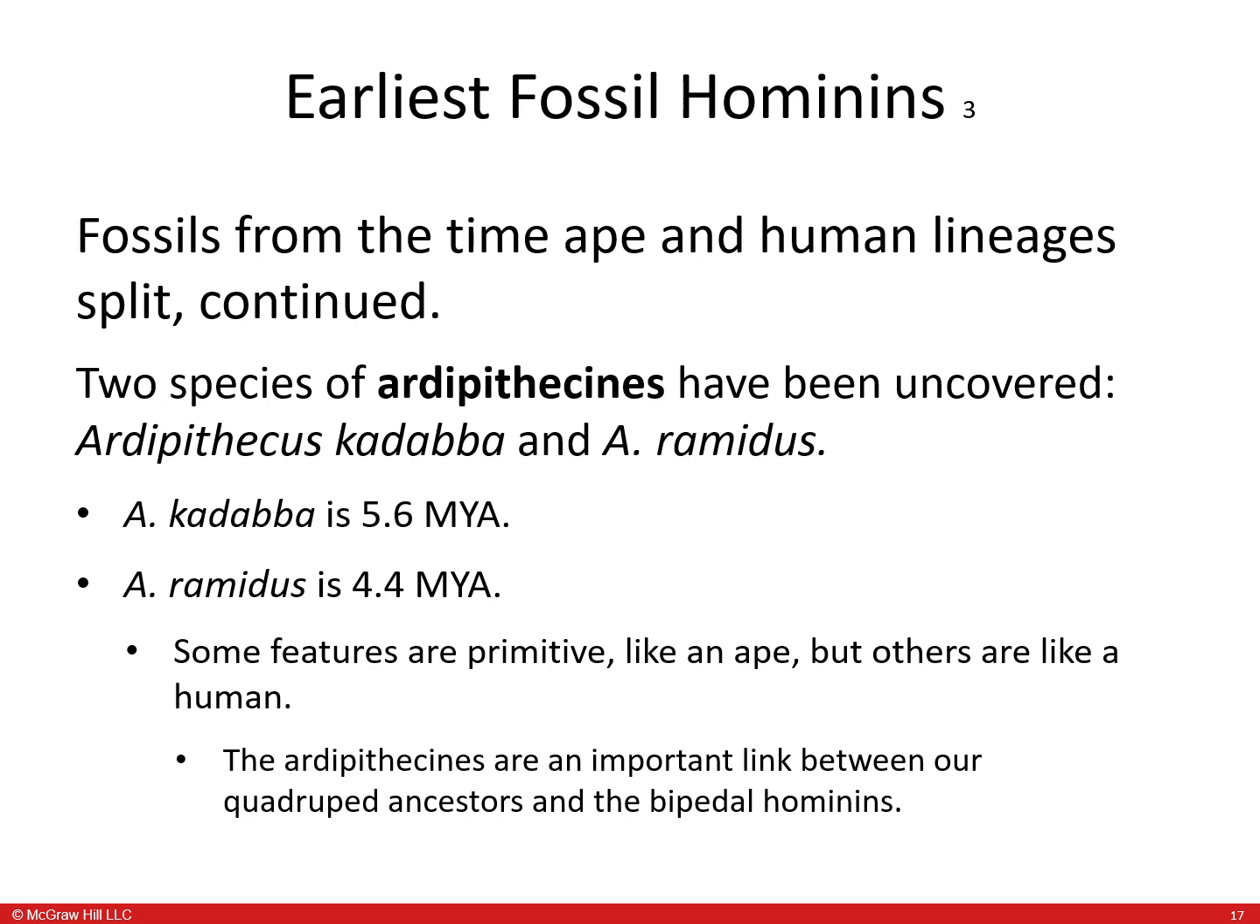Two species of ardipithecines have been uncovered: Ardipithecus kadabba and Ardipithecus ramidus. Ardipithecus kadabba is 5.6 million years old, and Ardipithecus ramidus is 4.5 million years old. Some features are ape-like, others are like humans. The ardipithecines are an important link between our quadruped ancestors and bipedal hominins.